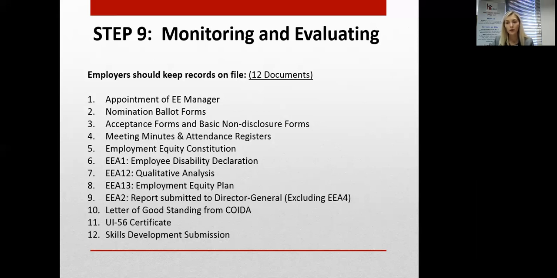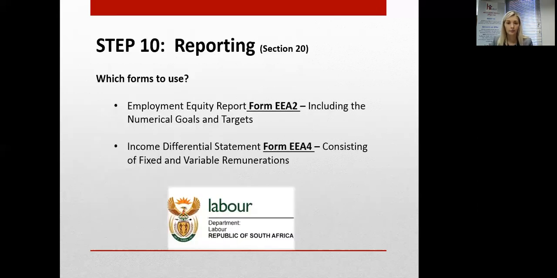You do not have to include your EA4 as it is confidential because it relates to your remunerations. 10 is your letter of good standing from Quota, which is the compensation fund, which you can receive on an annual basis. Your UI56 certificate from the UIF department, your skills development submission, which is submitted in April to your relevant CETA.